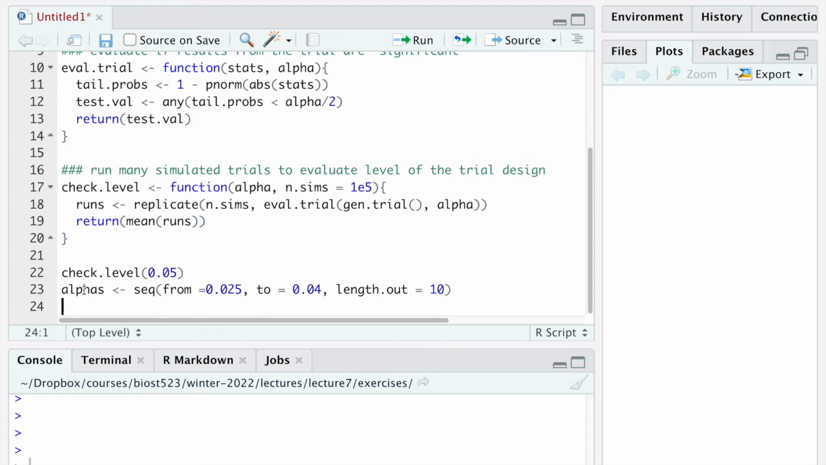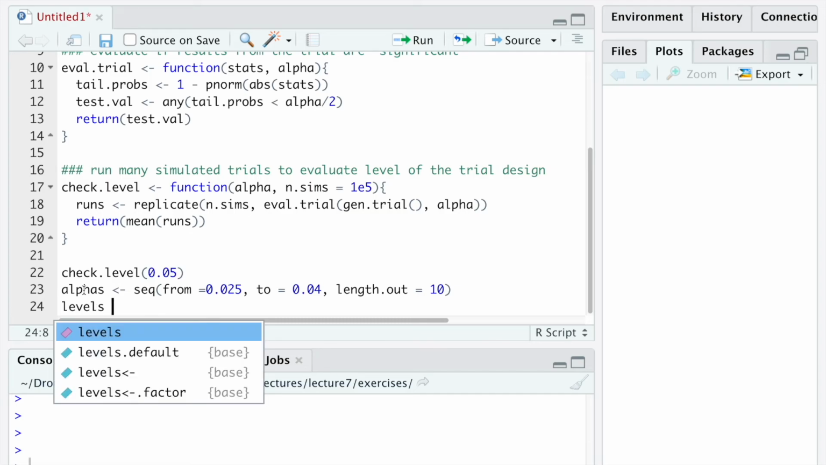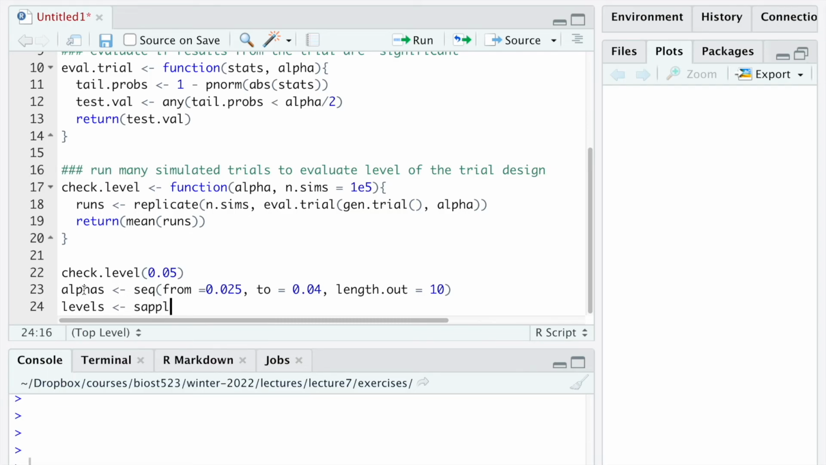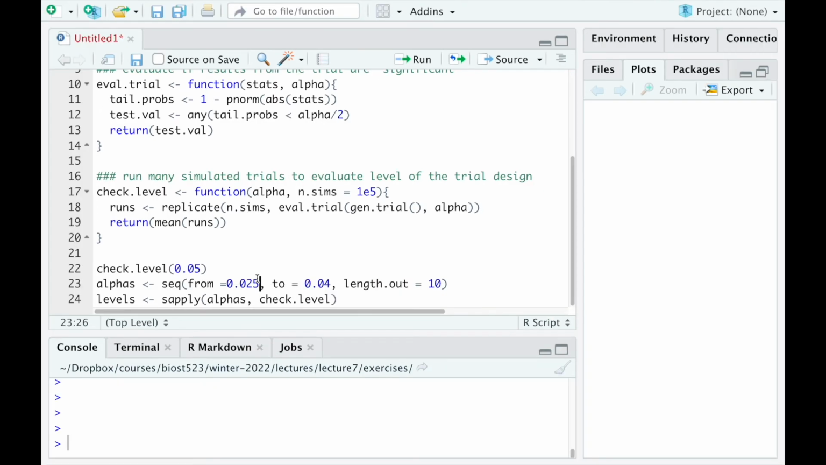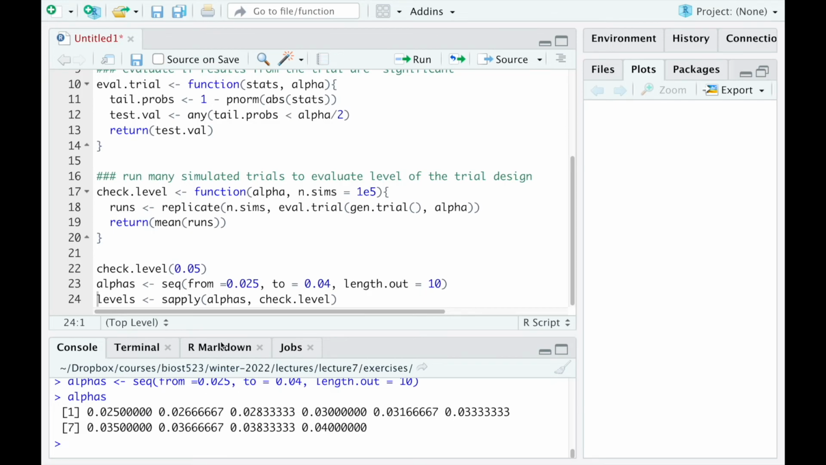To do this, we're going to create a new vector called levels. And we're going to use the sapply command. The sapply command takes in two arguments. One is a vector, and then the other is a function to apply to each element of that vector. So our vector will be alphas, and our function will be check.level. Now, if we run these two lines, we will create our vector of alphas. We can look at those. And now we can evaluate the level for each of those different alphas.